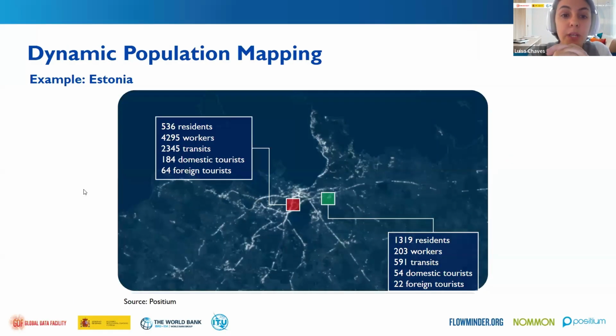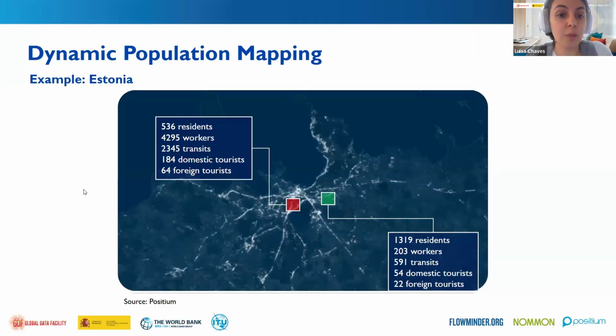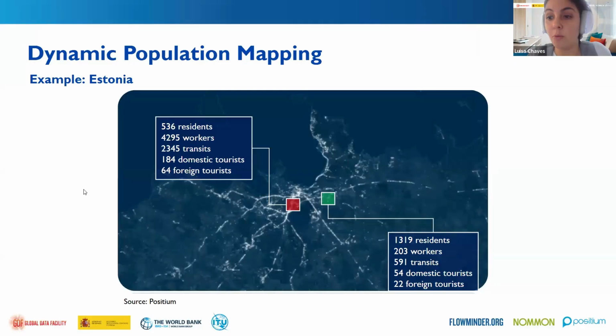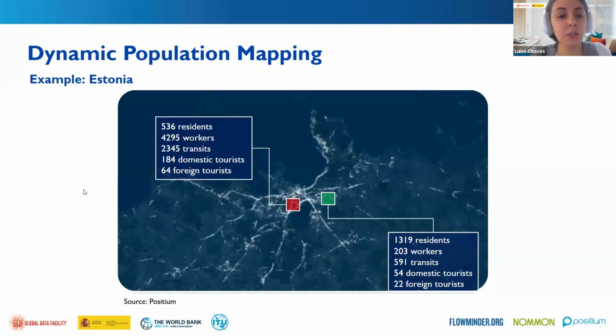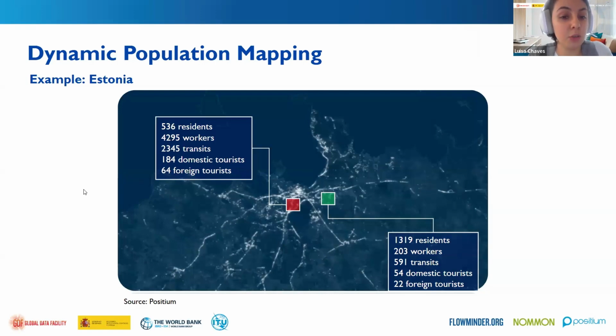In this video, you can see an example of a dynamic population map in Estonia. As we mentioned earlier, an MPD-based de facto population map allows us to classify presence in subgroups: residents, workers, regular visitors, tourists, and those just passing through. This kind of information is useful for infrastructure and resource planning.